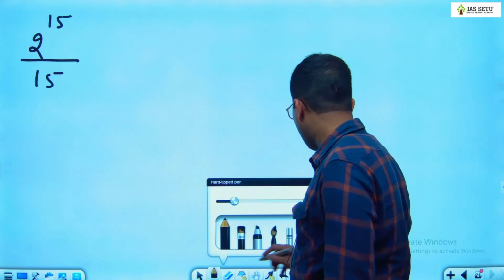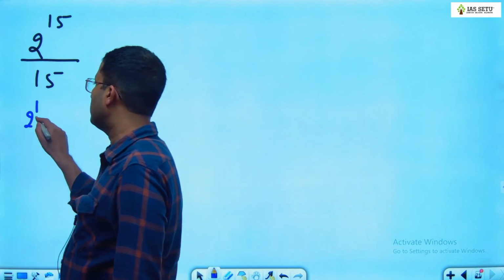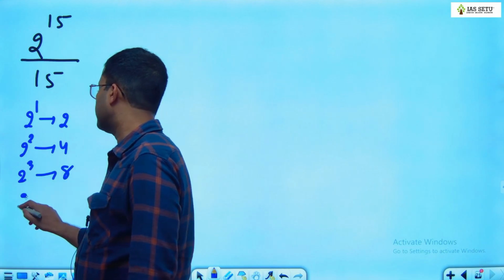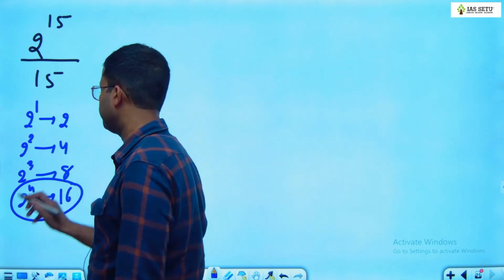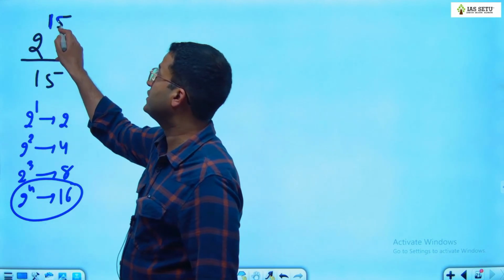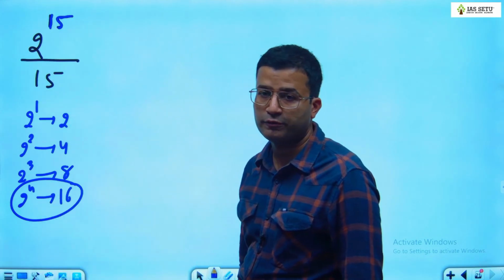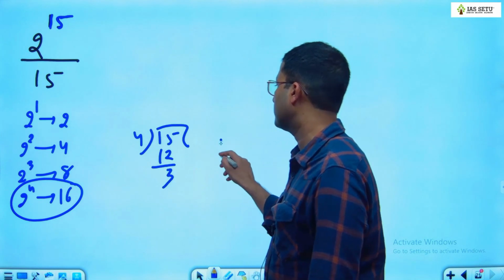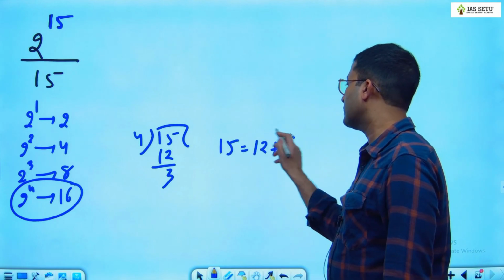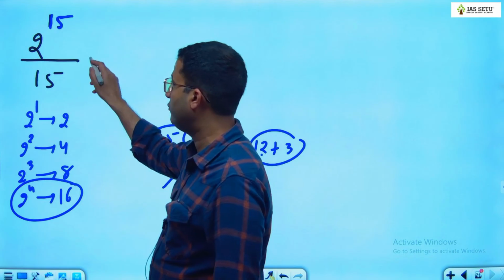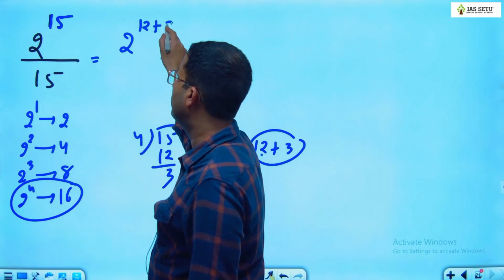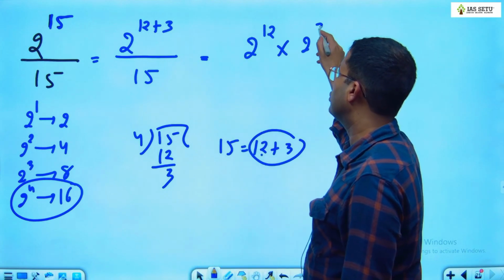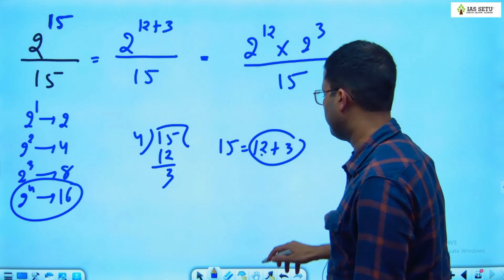Step number 1, power of 2 near to 15 is 2 is to power 4. 2 square 4, 2 cube 8, 2 is to power 4 is 16. But this 15 is a problem. 15 is not an exact multiple of 4. 15 divided by 4, 12 plus 3. So up to 12 there won't be any problem, because 12 is an exact multiple. 2 is to power 12 plus 3 divided by 15. 2 is to power 12 into 2 is to power 3 divided by 15.